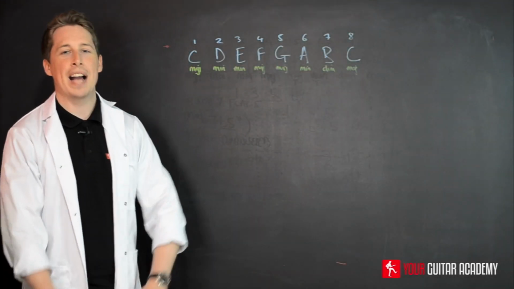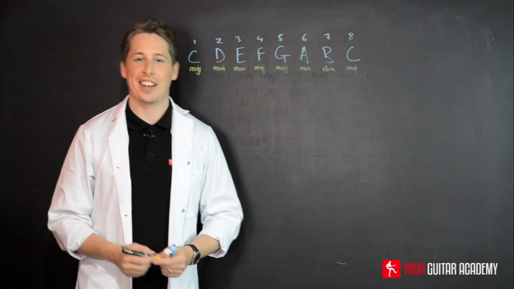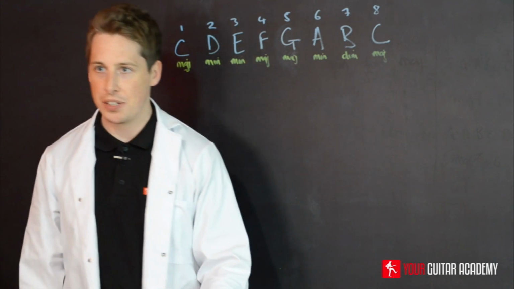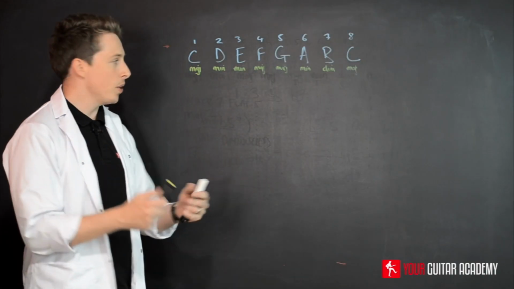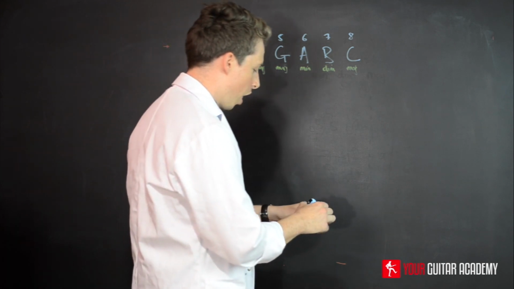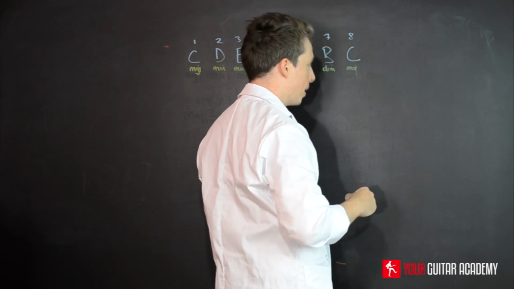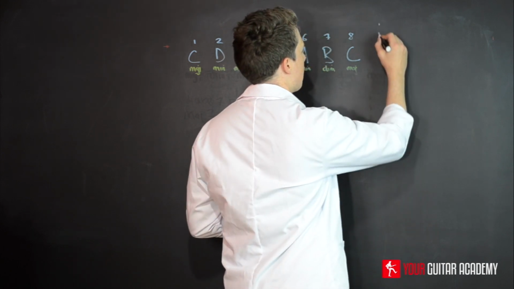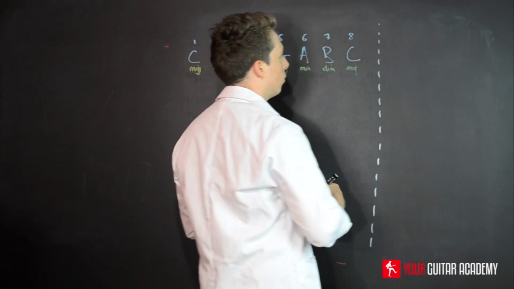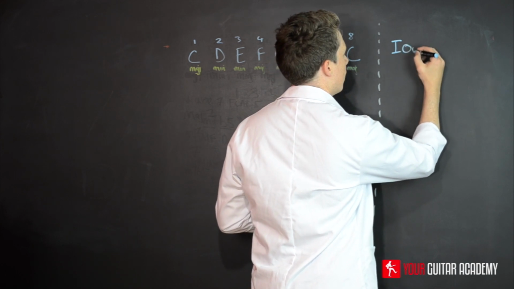Hi guys, welcome back. And in this lesson, we're going to spend a very brief amount of time looking at the Ionian mode because the Ionian mode is simply the major scale, okay? So what I'm going to do is I'm just going to simply write it out over here. So I'm just going to draw a little line down the middle here, and we're going to write on here Ionian.